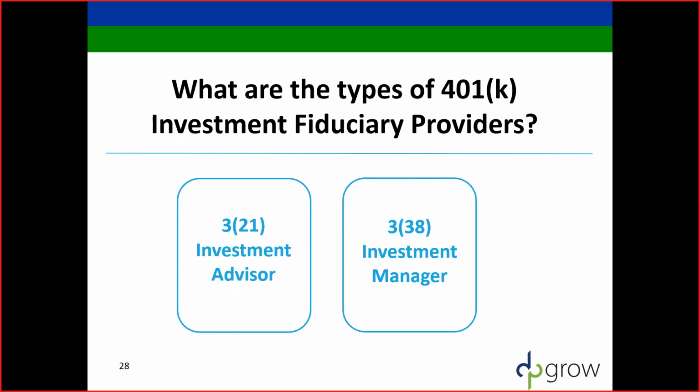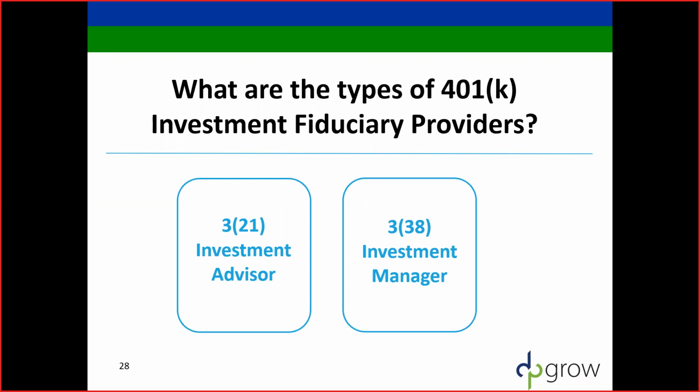And what we mean by that is there's basically two different types of advisors in the marketplace. You have what's called a 321 investment advisor and a 338 investment manager. And the 321 investment advisor, typically, it's a broker, right? It's somebody who's properly licensed in the business. They're a broker. They may be getting paid a commission. They may work for a particular company or organization, plan provider.